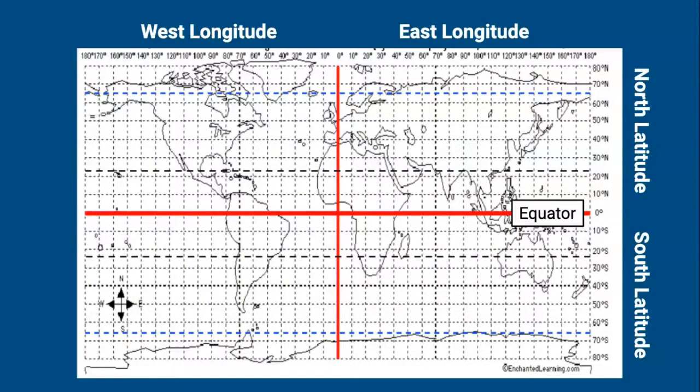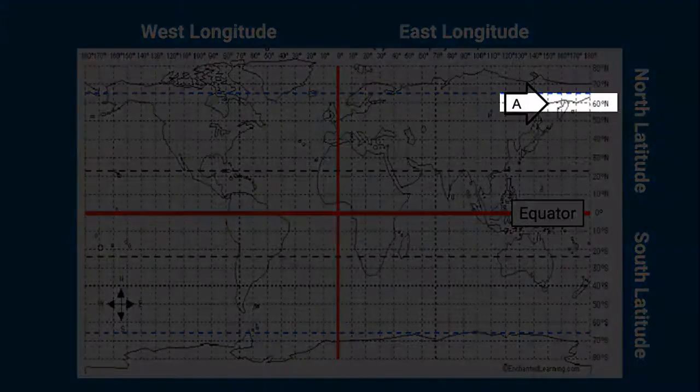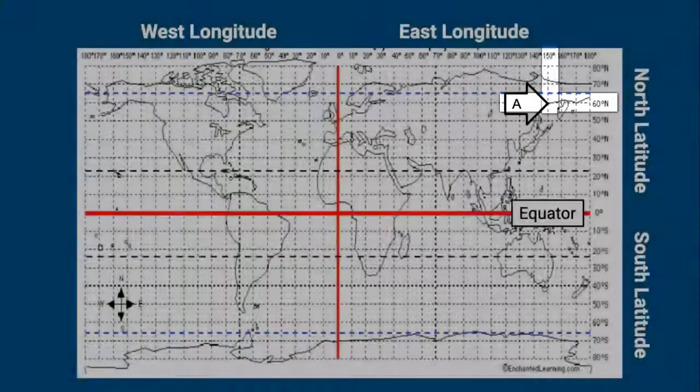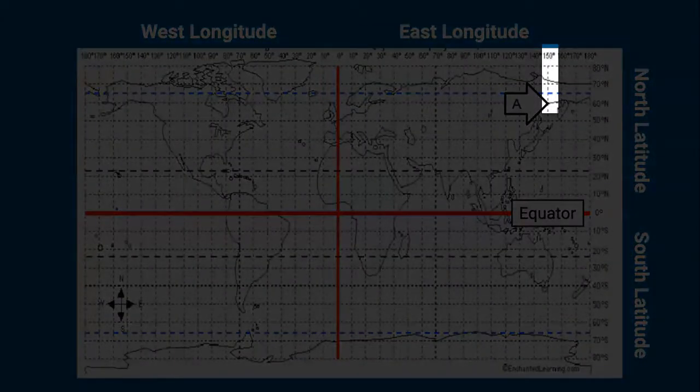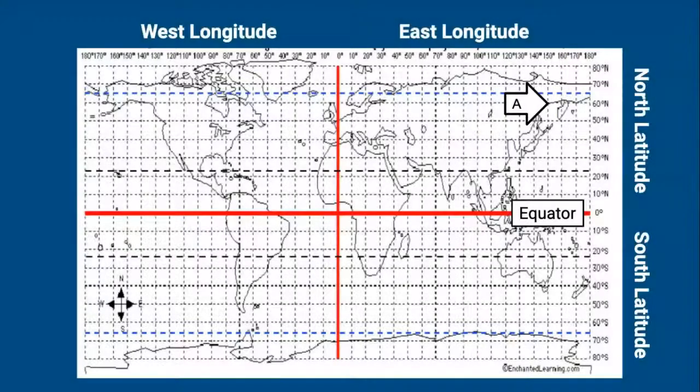So let's try some examples. See if you can determine the latitude and longitude of location A. Looking at location A, we can see that it has a latitude of 60 degrees north by 150 degrees east.